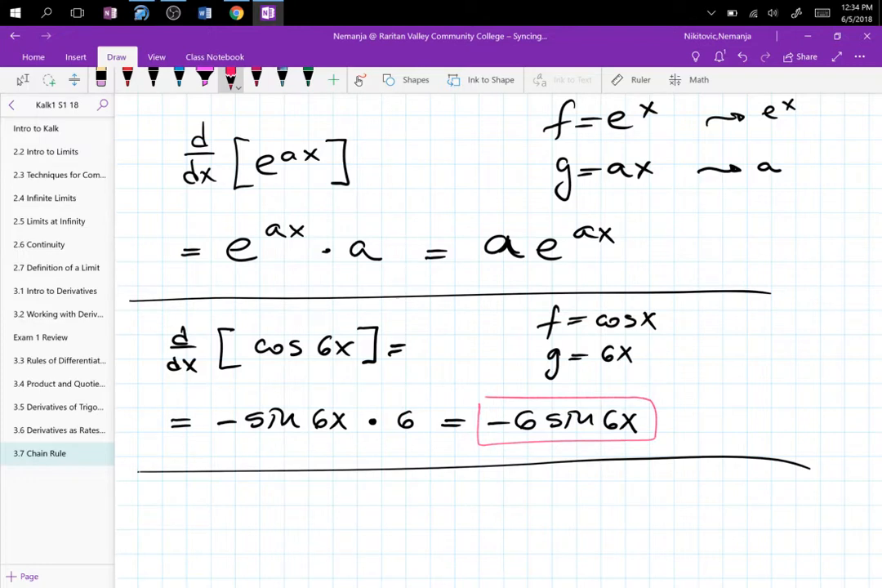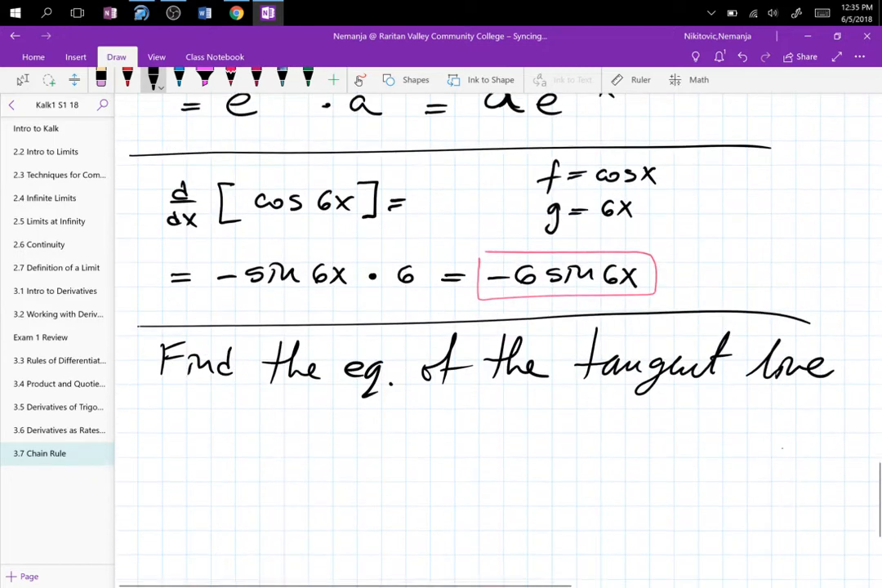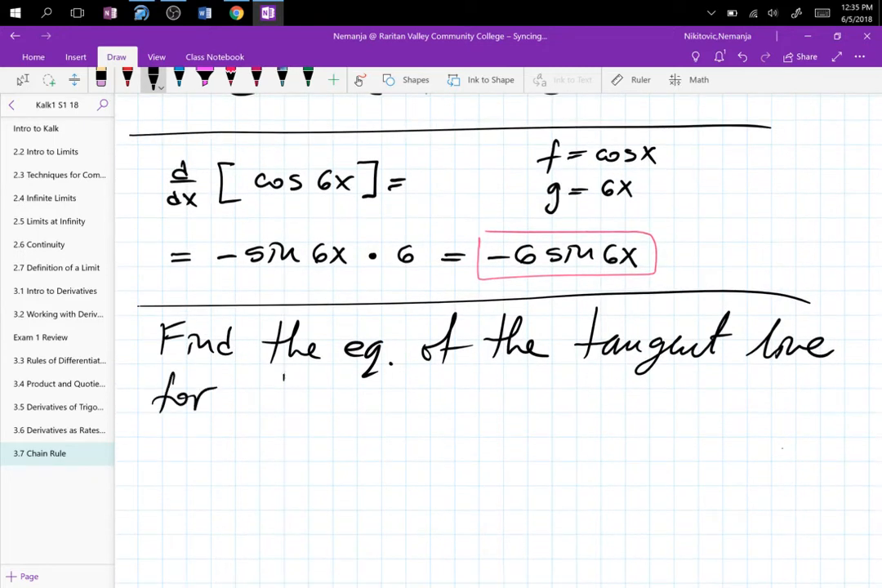Find the equation of the tangent line for function f of x equals, and now we need to put something cute.